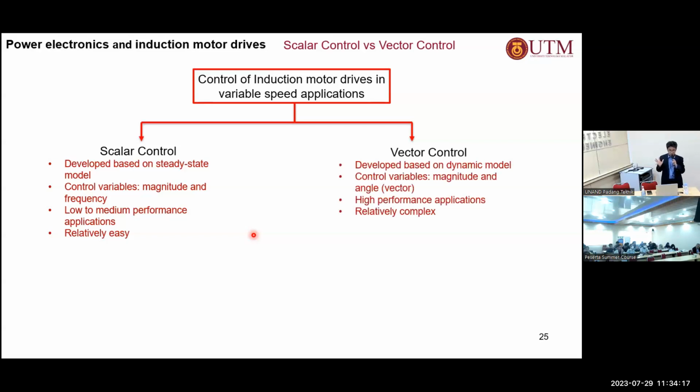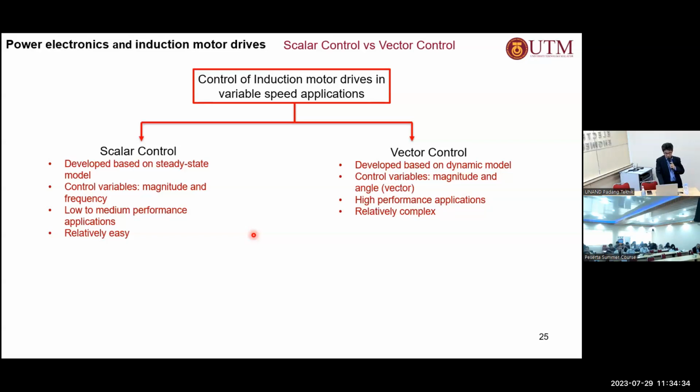Now, if you require a high performance control where you need to precisely control the speed and the load can change unpredictably, and you need to control the torque in order to maintain the speed, then you have to use a vector control, right?